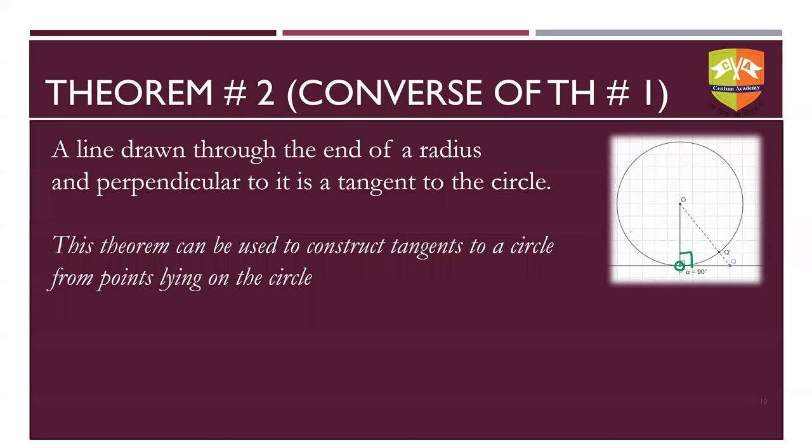Okay, so how do you prove this? This theorem can be used, as I mentioned, to construct tangents to a circle from points lying on the circle. Later, in the next chapter, the circle's construction chapter, they will give you: construct a tangent on a radius, let's say. A radius is given, and you have to construct a tangent on it. So how will you construct? You construct the circle, take the radius and then draw the tangent.